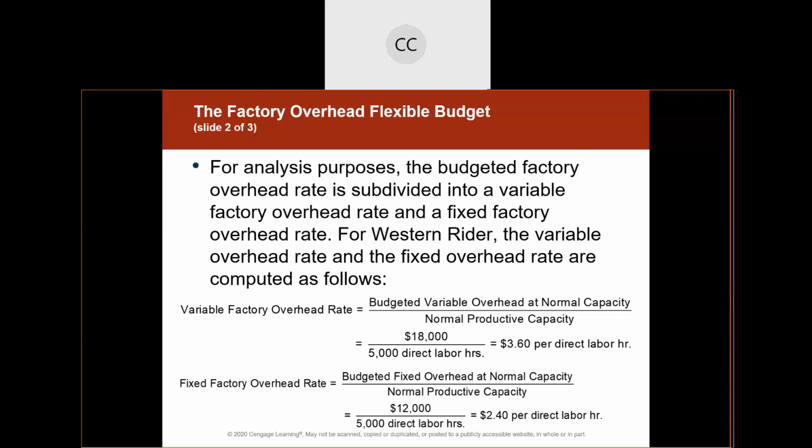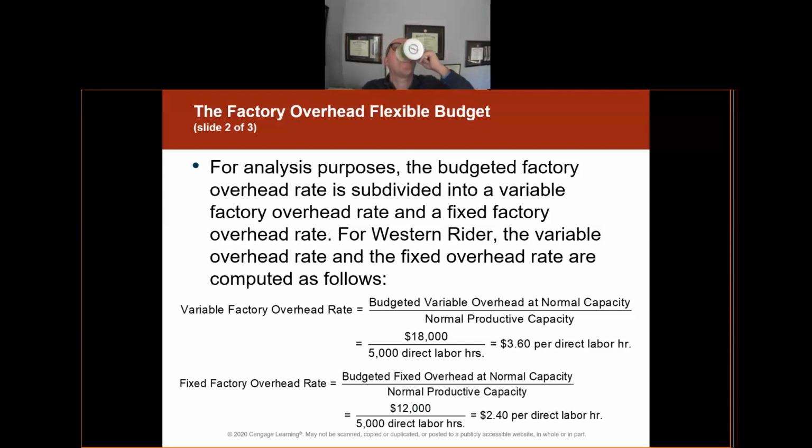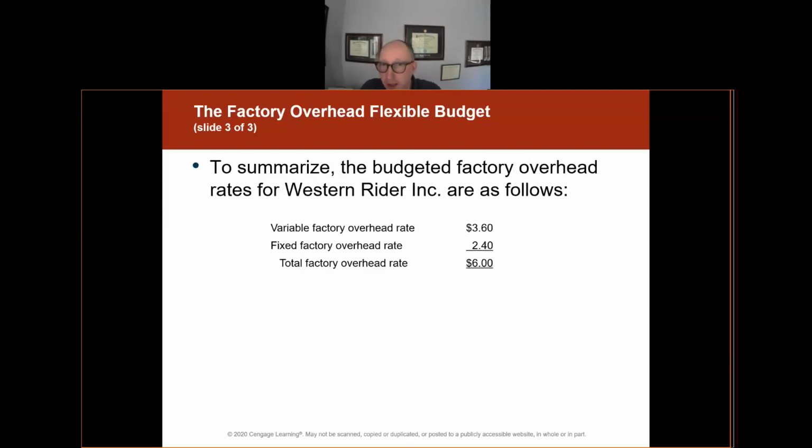Great. So when you think about the factory overhead, remember that we separate out the variable factory overhead from the fixed factory overhead. And what this does is it helps us to further analyze the factory overhead rate. So to get your total factory overhead, you add your variable factory overhead rate per hour plus your fixed factory overhead rate per hour. It's a total factory overhead rate, which is $6.